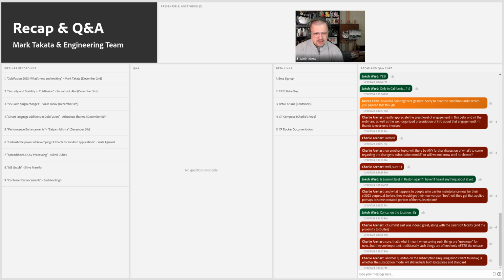Another question on the sub model. The subscription model will still include both enterprise and standard. I believe so. I believe that both will still be offered. I'm not 100% sure. I haven't heard otherwise. But again, that probably will be announced closer to GTM. But as far as I know, we're still offering both. Now, down the road, will we continue to do that? I don't know. The two versions are getting closer and closer to each other. So I'm not sure. But yeah, that is a good question.